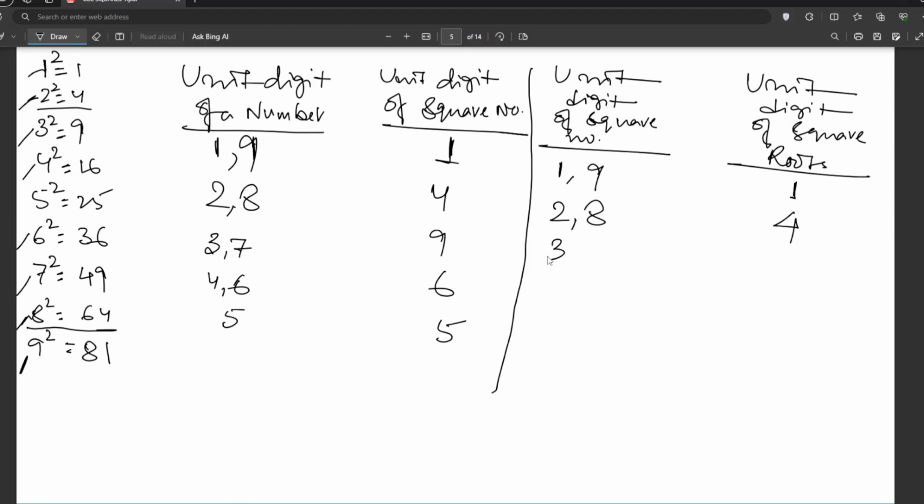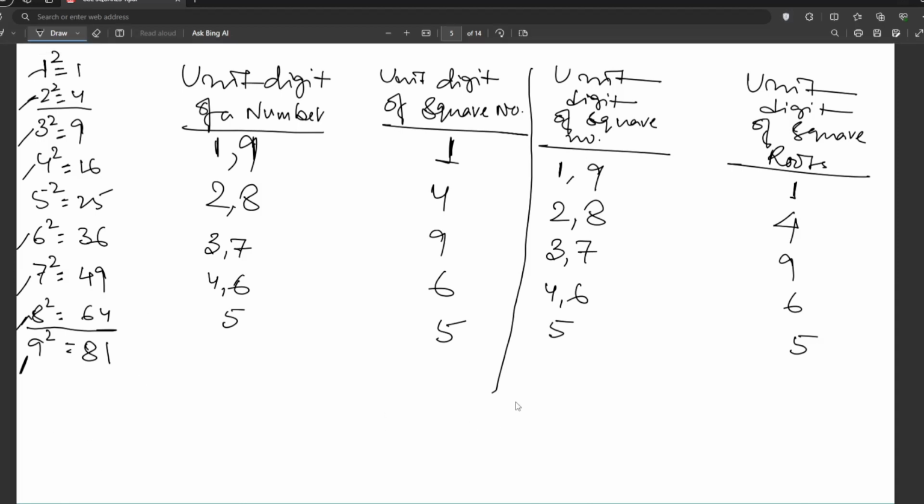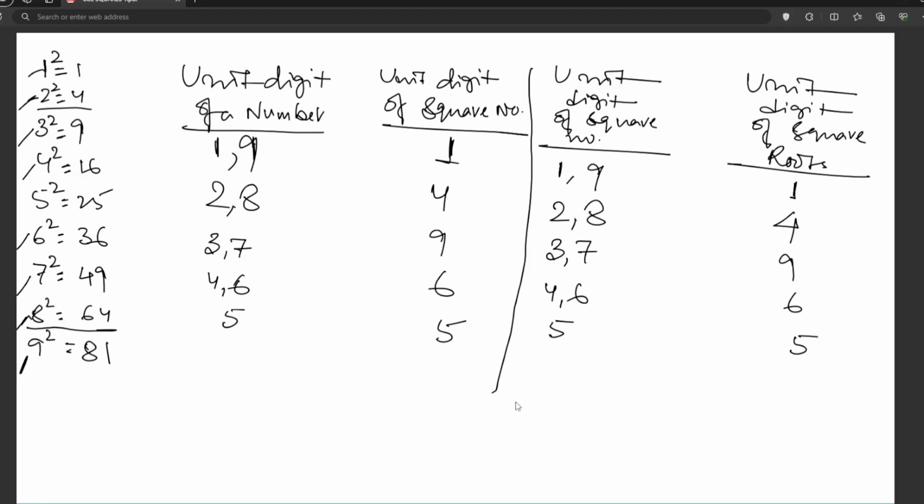If we have 3 and 7 as the unit digit of a square number, then we get 9 as the unit digit of square root of that number. If we have 4 and 6 as a unit digit of a number, then we will get 6 as a unit digit of the square of that number. If we have 5 as the unit digit of a number, then we get 5 as the unit digit of square roots of that number. So this is simple, and you have to understand the logic.